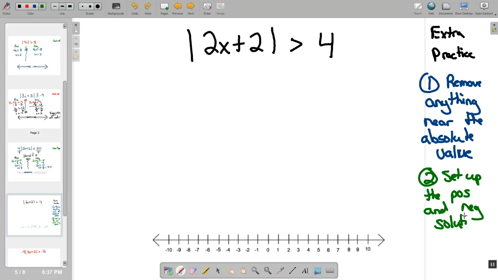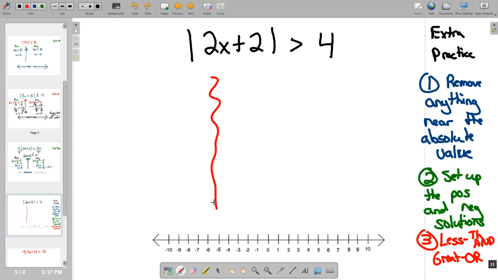And then the new step for each of these is determining if this is an "and" or an "or" statement. And the way that I remember these is I think "less than" is "and" and "greater than" is "or." And those are our 3 steps for solving all of these problems. And the nice thing is that even if you're going to get a strange solution, like every value works or no value works, you can still solve them the same way.